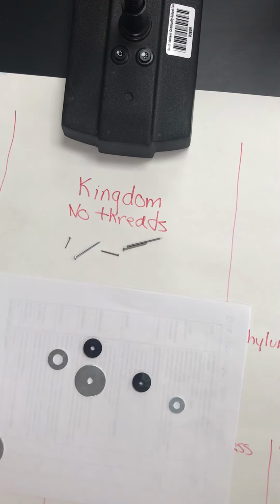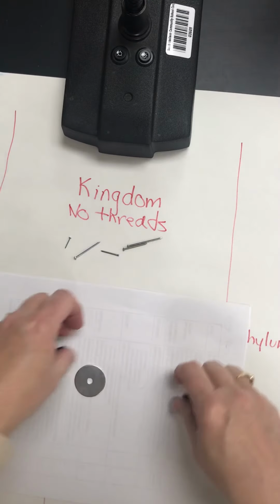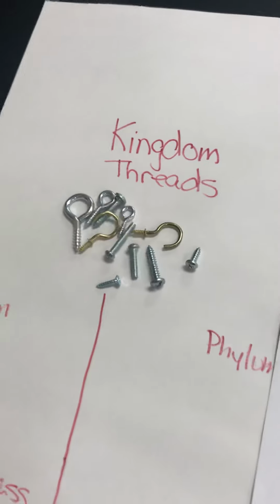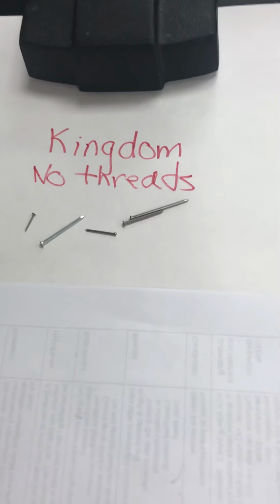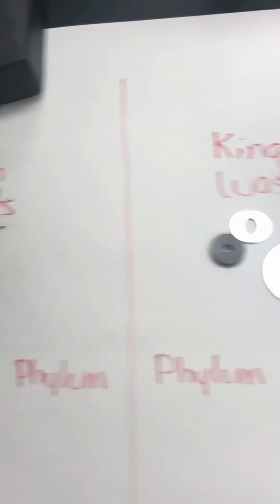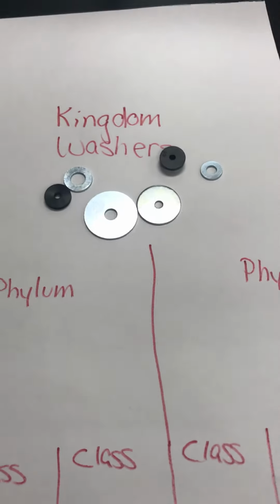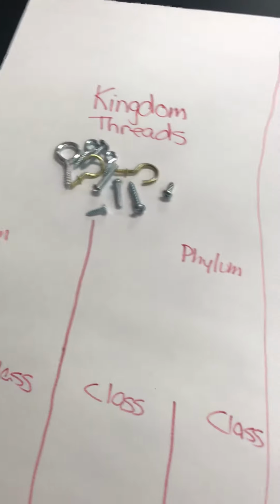Is that the only other ones? I think it is. Okay, then washers. I'm going to take all my washers. Now I've taken all my pieces. Let me take this camera out and I'll show you what I got. I've got kingdom threads. I've got kingdom no threads. And then I've got kingdom washers. So you can see I've got them spread into kingdoms.